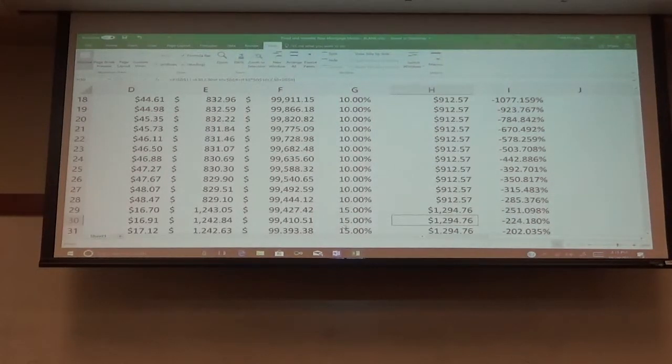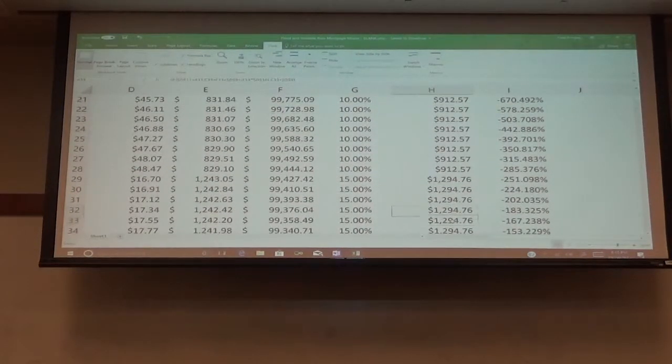Okay, is your interest rate over here 15? Is it showing up as 15? Yeah. Okay, let me check this one. Yeah, this one. Open it for me. The formula. H30. Yeah. Okay. In that case, let's take a look at something else.